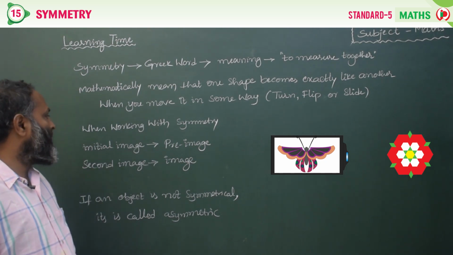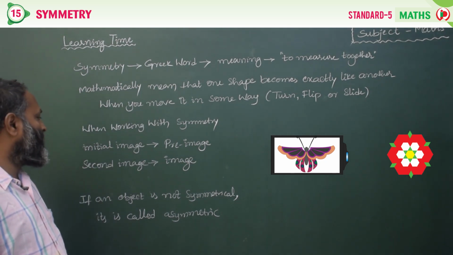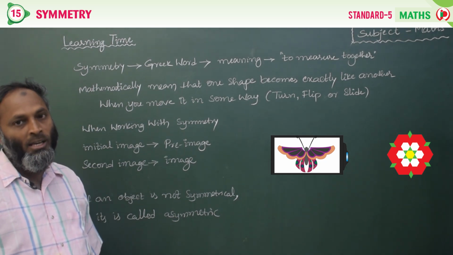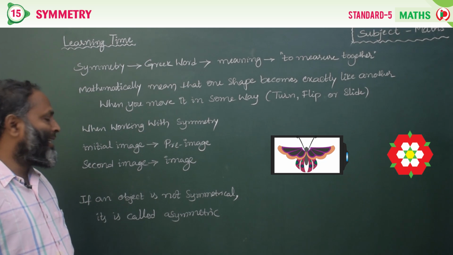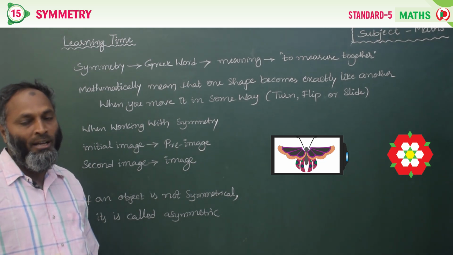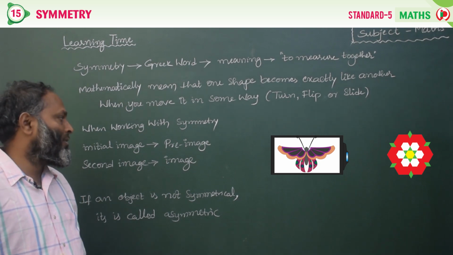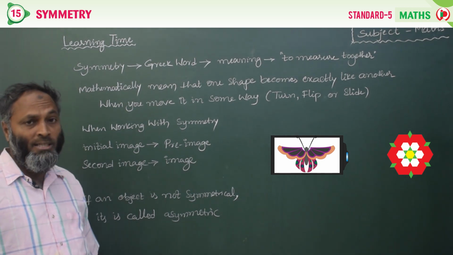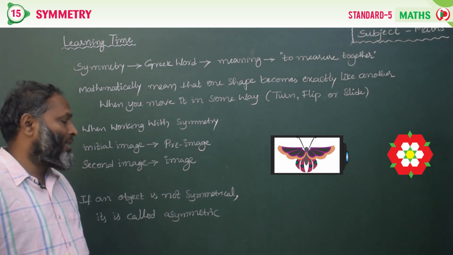See here, when working with symmetry, we are dealing with symmetrical shapes. Suppose we take a letter, the initial image is called the pre-image. After that, the second image we form is the image.